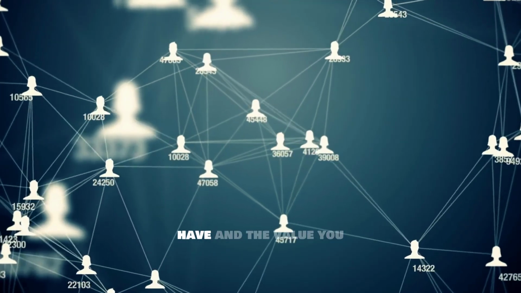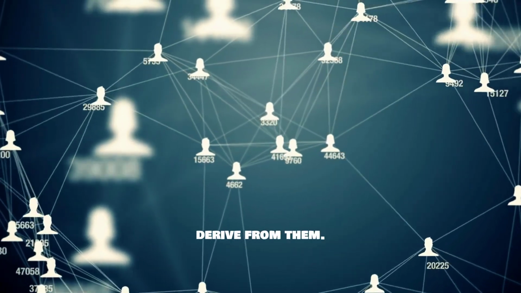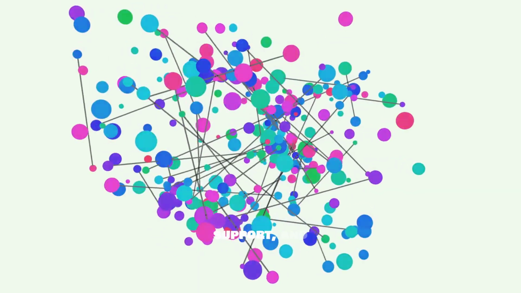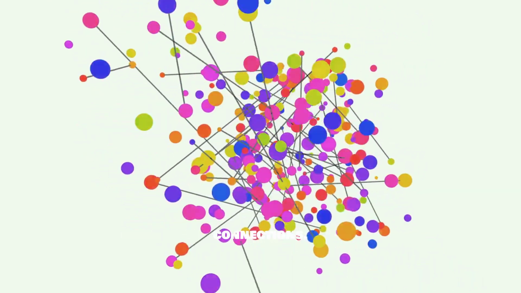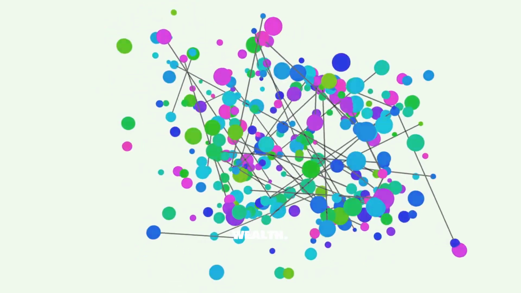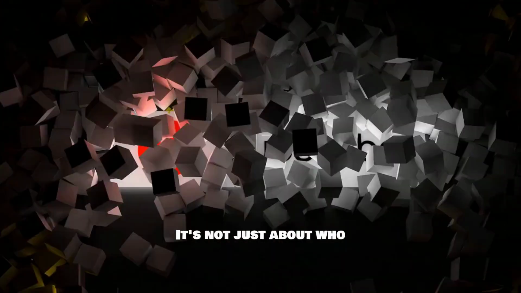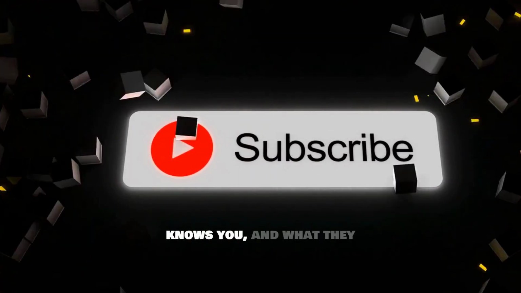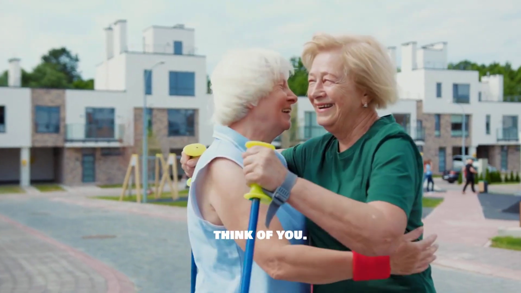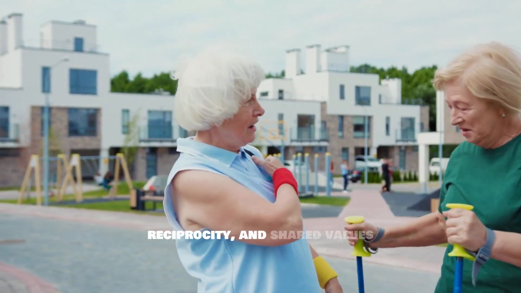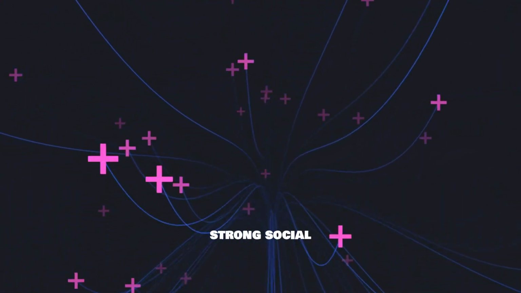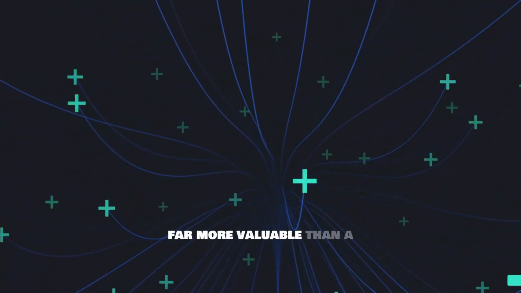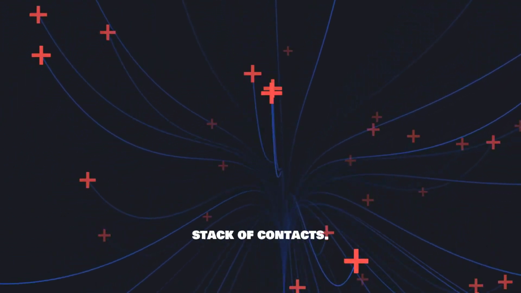Social capital is the network of relationships you have and the value you derive from them. It's the resources, support, and opportunities that flow through your connections. Think of it as your relational wealth. It's not just about who you know, but who knows you and what they think of you. Trust, reciprocity, and shared values are the cornerstones of strong social capital. These elements are far more valuable than a stack of contacts.